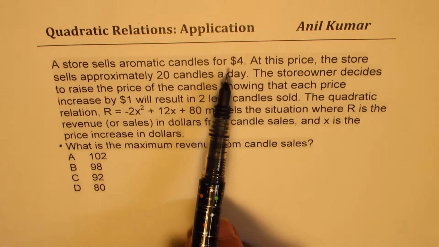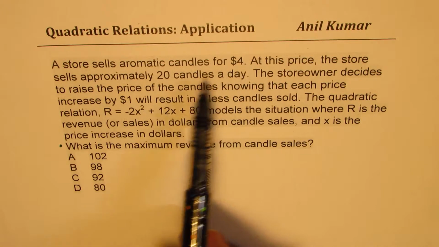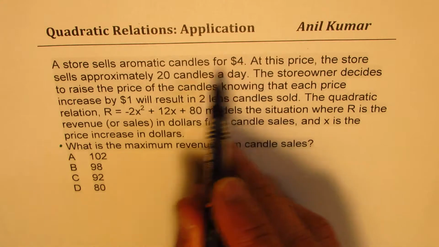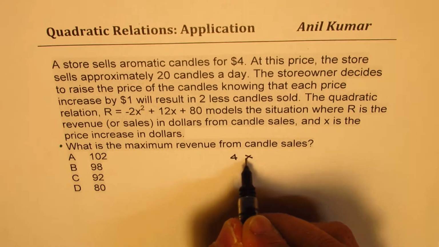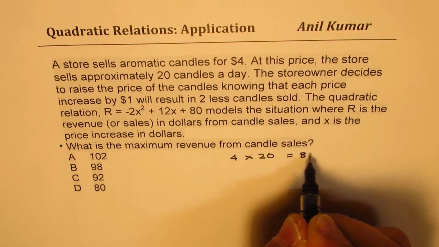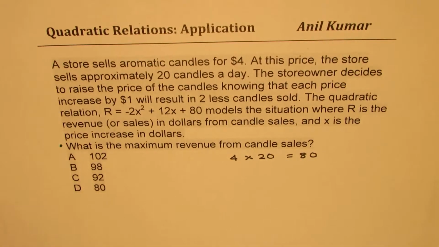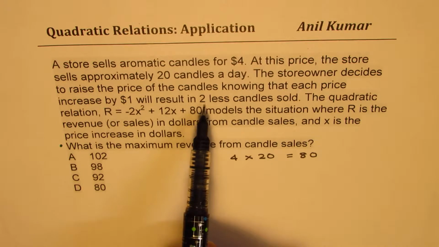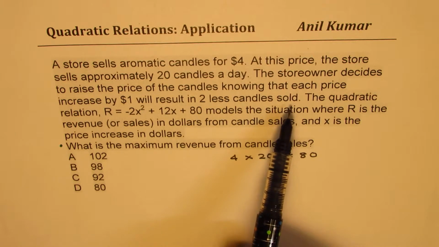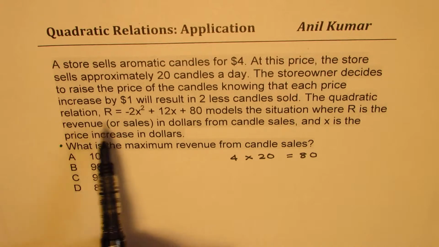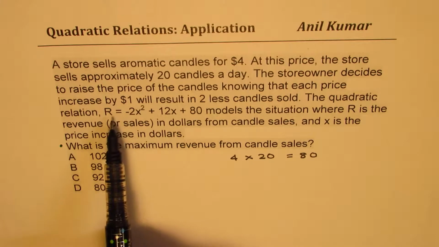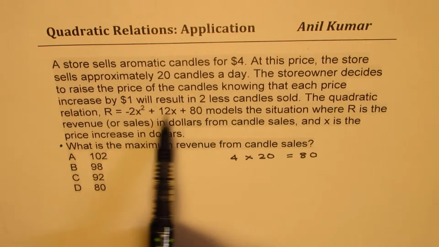Now remember, the original cost is $4 and the store is able to sell 20, right? So the revenue here you can see is 4 times 20. This is $80. This is without change in price. Now what we're given here is that for every increase in $1, there will be 2 less candles sold, right? The quadratic relation for revenue, where x is change in price, is given to you. Now revenue, you could actually maximize from here itself.